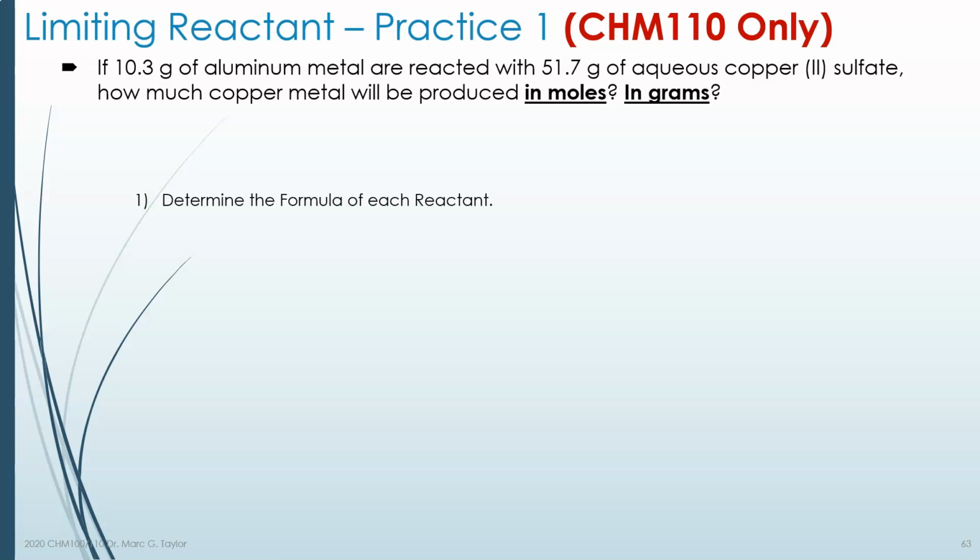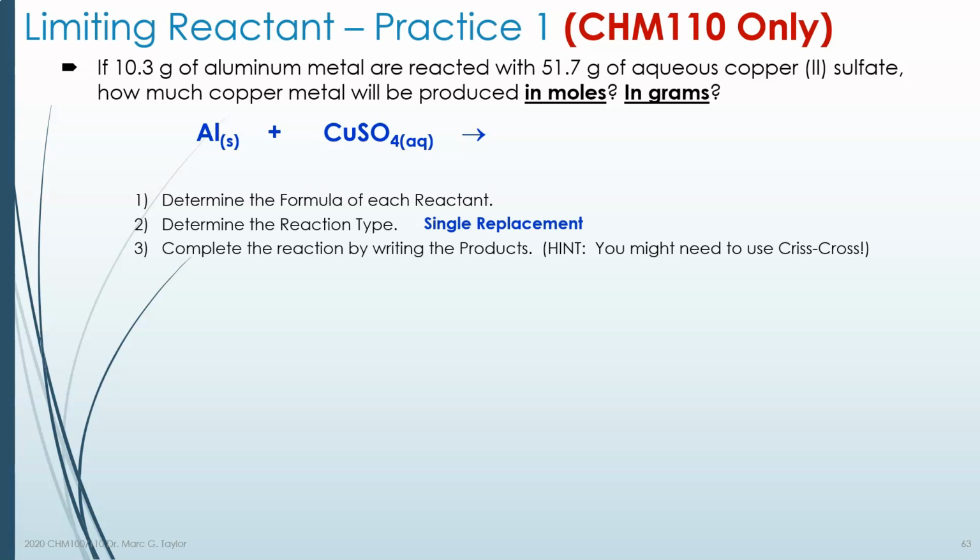So you're going to do what you always do, determine the formula of each reactant, aluminum plus copper 2 sulfate, type of reaction, this is another single replacement. You're going to complete the reaction. Remember, aluminum makes +3 ions, so +3 with sulfate is -2. You need to crisscross and simplify to get the formula, Al2(SO4)3. In other words, you need 2 aluminums for every 3 sulfates in this formula unit. And now we have our equation, but we still need to balance it.